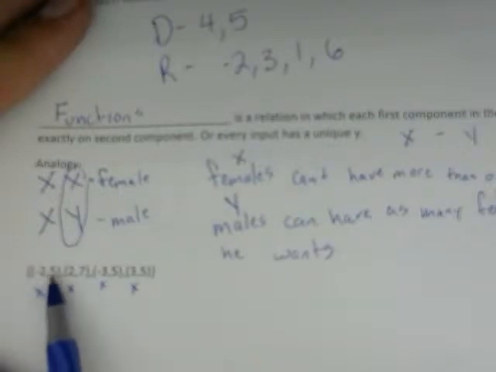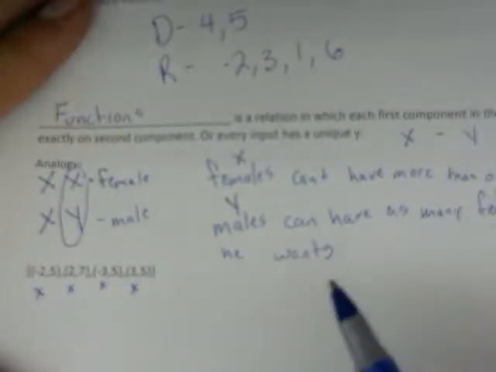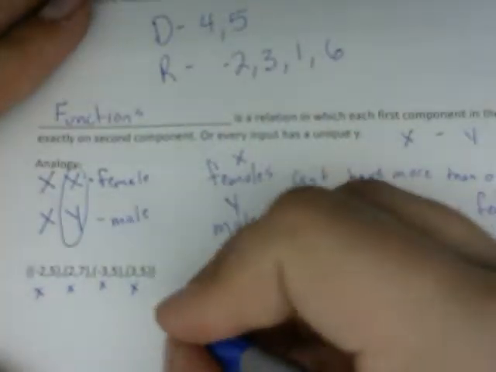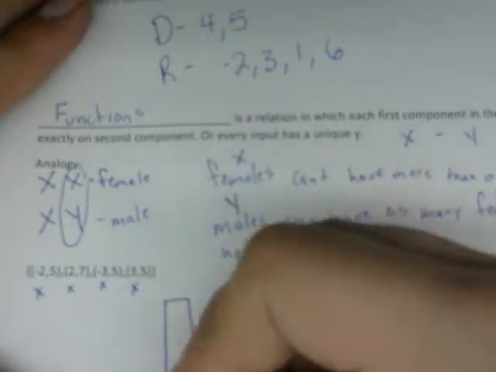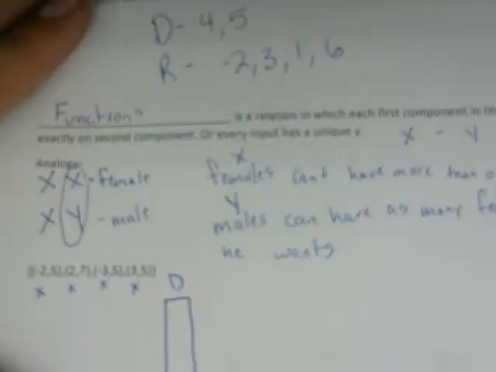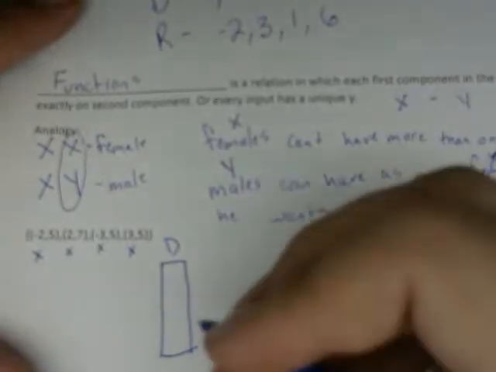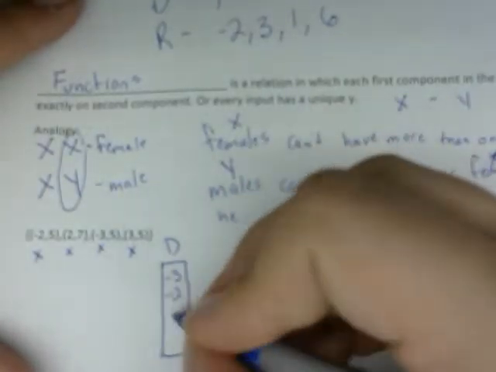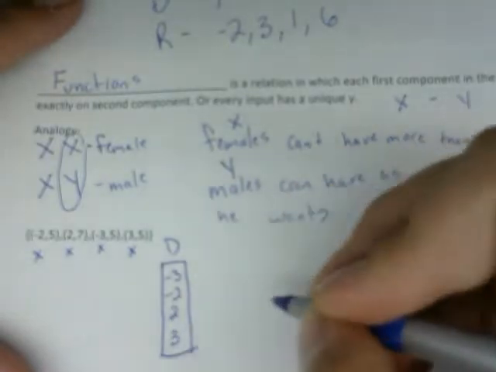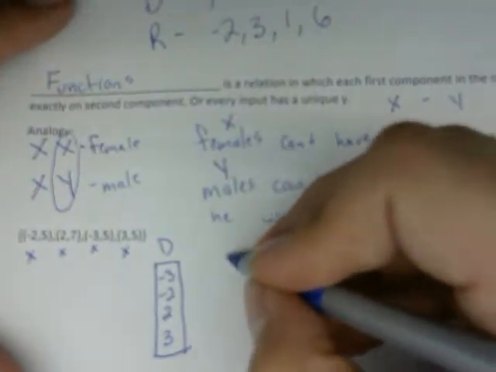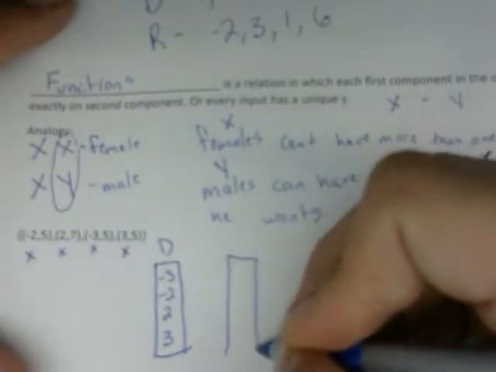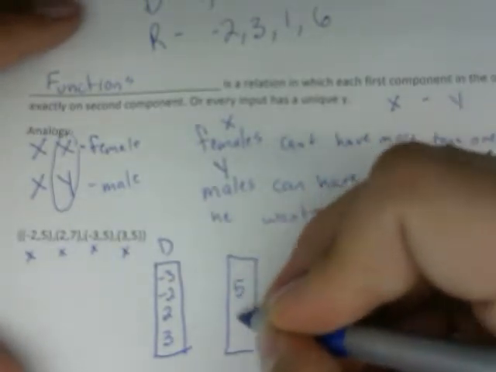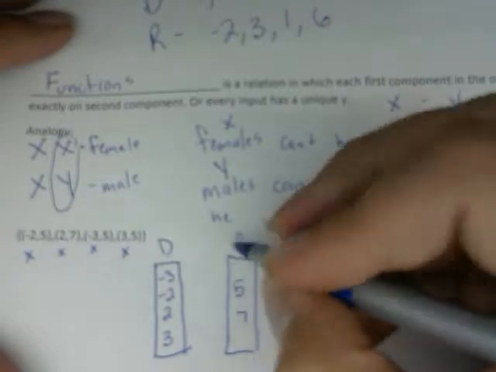So this x has a 5. This x has a 7. This x has a 5. And this x has a 5. Now, we'll list these out. My domain, D, for domain, is -3, -2, 2, and 3. My range is 5 and 7.